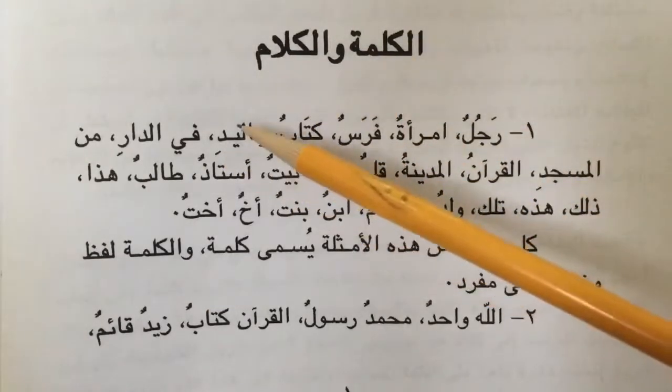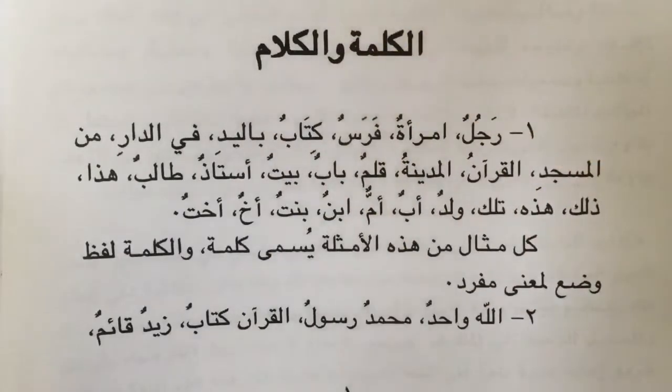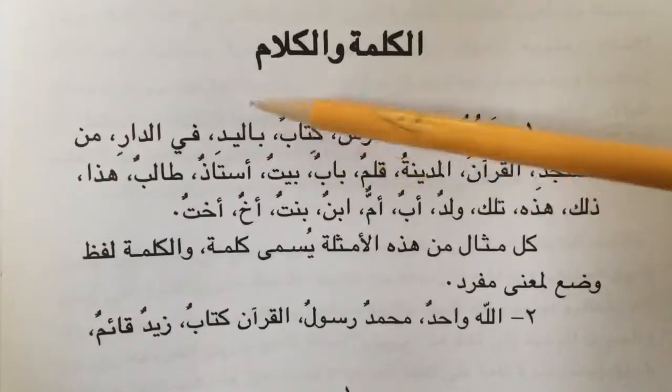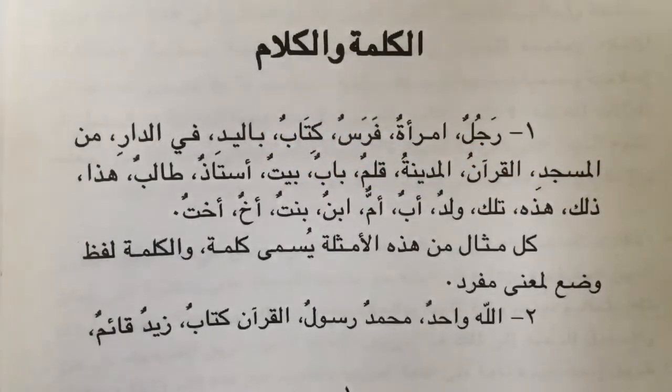Here though we have bil yed. Yed means hand. Al yed, the hand. But here we have the preposition bil yed. So technically we have two words, but still it's not a complete statement. If I just say with the hand, you want to know what with the hand. But if I said ضرب زيد عمرا باليد, Zayd hit Amr with the hand, then that's a complete statement. But just to say bil yad, with the hand, is not a complete statement.